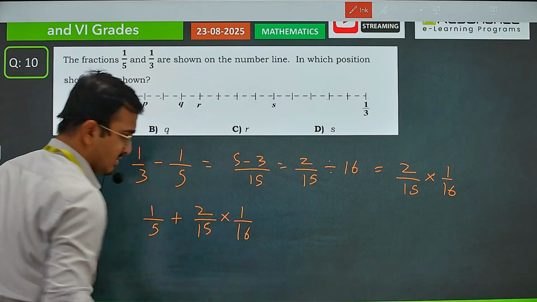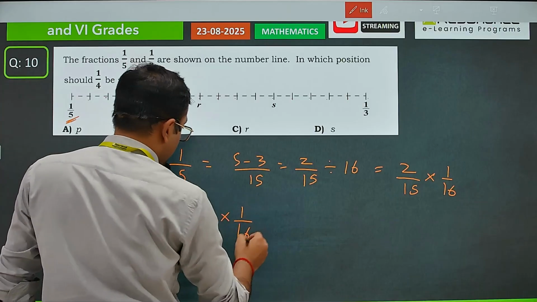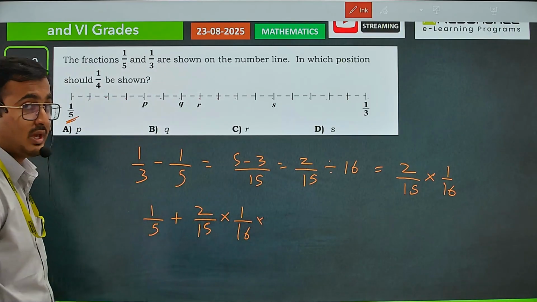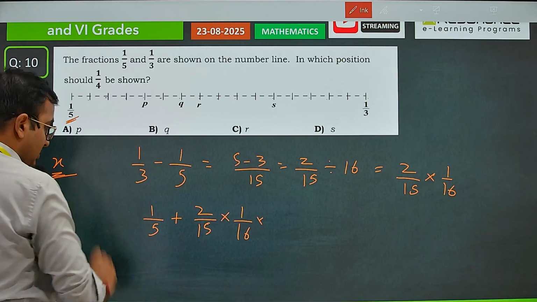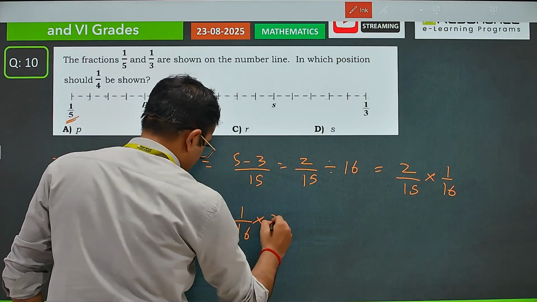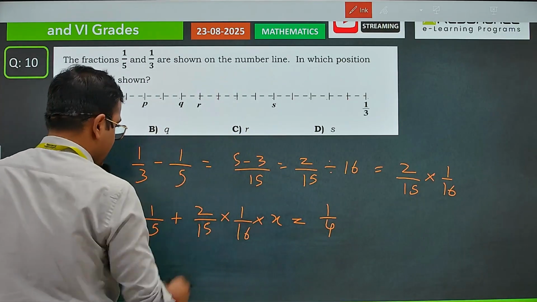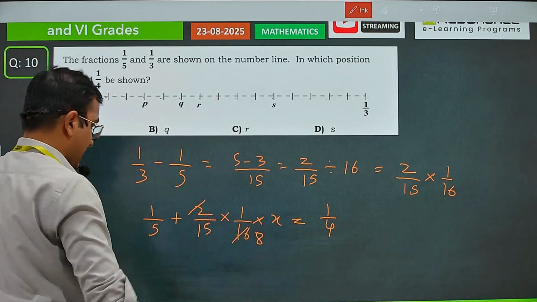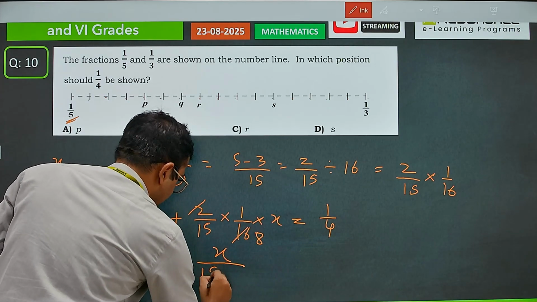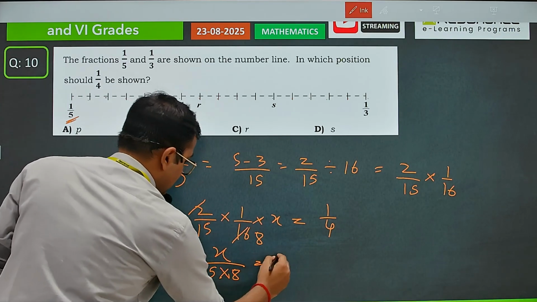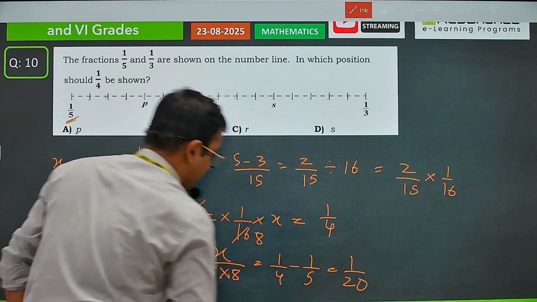Don't do the calculation. Wait. Have patience. 2 by 15 into 1 by 16, into x, where x is the number of divisions, is equal to 1 by 4. That's the reason I told you to wait. The calculation will become much simpler. So x by 15 into 8 will give us 1 by 4 minus 1 by 5, that is 1 by 20.